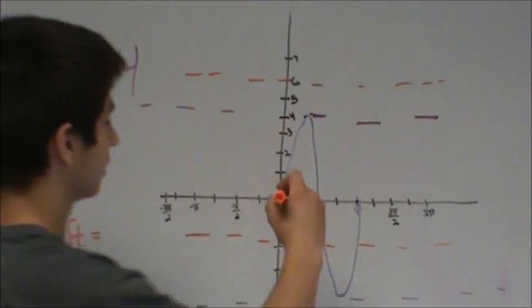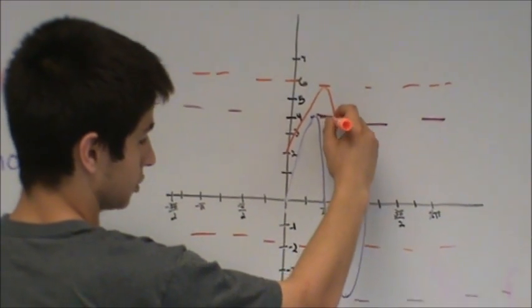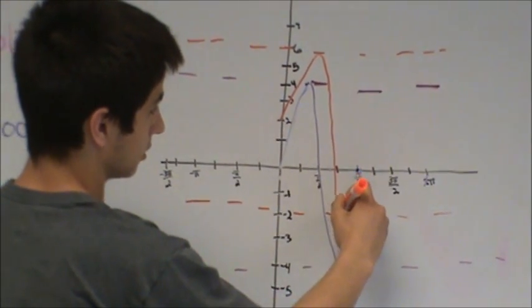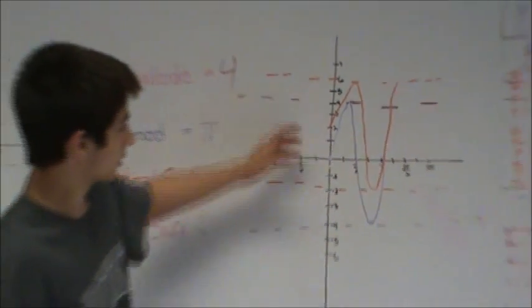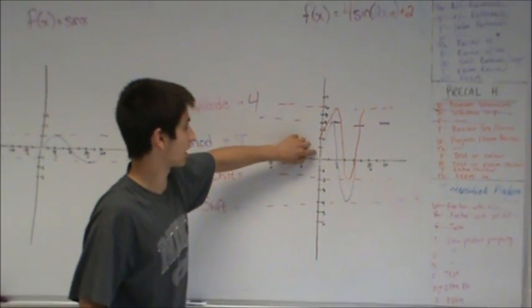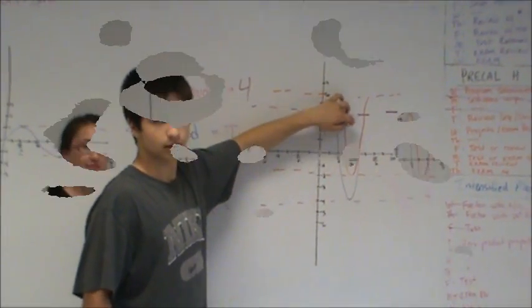The graph would be redrawn the same, just up 2 units. This is the difference between the old graph, which didn't have any number at the end. This is the transformed graph.